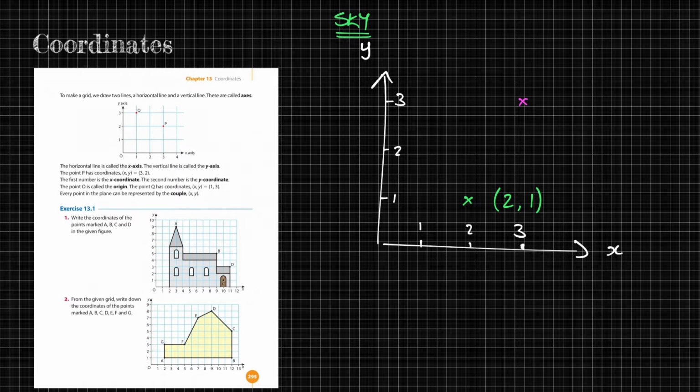Okay. I have to label that. I put my x value first and my y value second. So in this case, the x value is going to be 3, so I can put 3 in there. And then I need to look at my y value, and my y value in this case is also going to be 3.